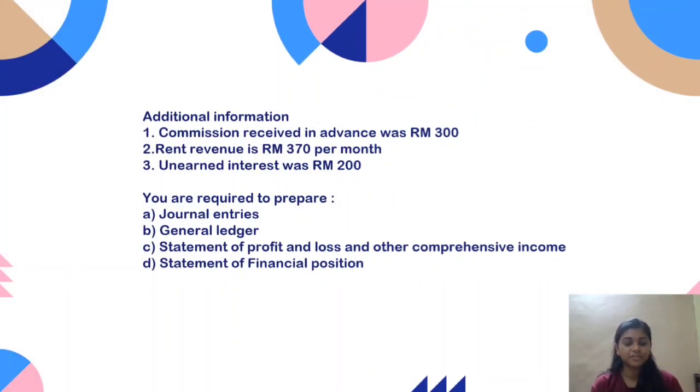Moving on to the additional information, the first information is the commission received in advance was 300, which means it is a deferred commission, as we already received the amount in advance but have not yet provided the service. The second information is rent revenue is 370 per month, which means it is an accrued revenue, as the company has understated the rental amount. The third information is the unearned interest was 200, and unearned is similar to deferred, therefore unearned is also known as deferred interest.